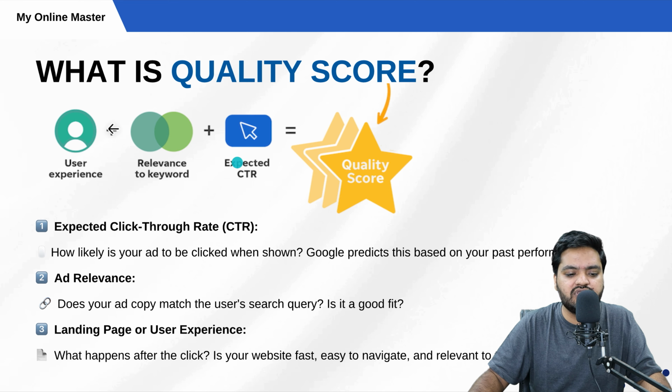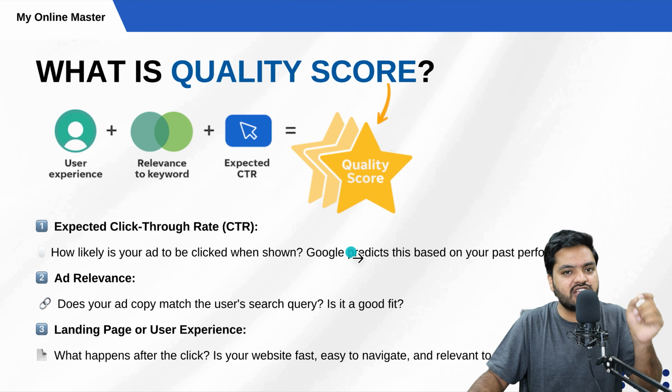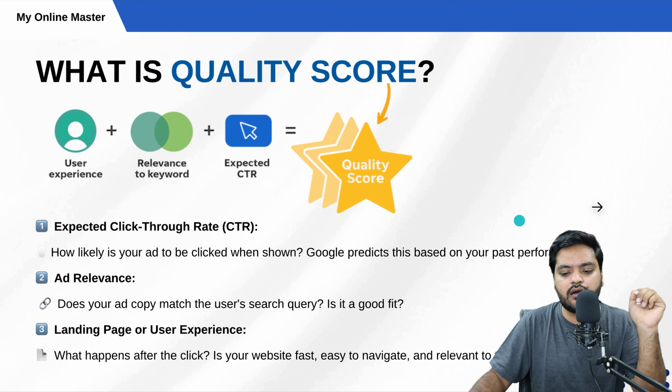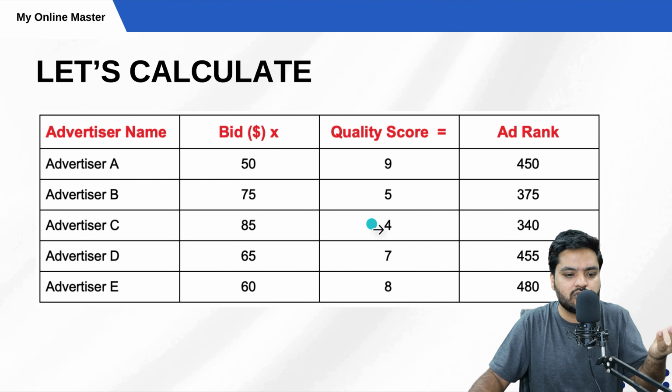So combining these 3 parameters, there is a cumulative score out of 10, and that score is called quality score. You can see expected CTR, ad relevance, landing page experience, the meaning of the 3. So multiplication of quality score, that is 1 to 10, and your CPC bid, that combined creates the ad rank. Just for an example, we have taken a table where we are demonstrating the ad rank.